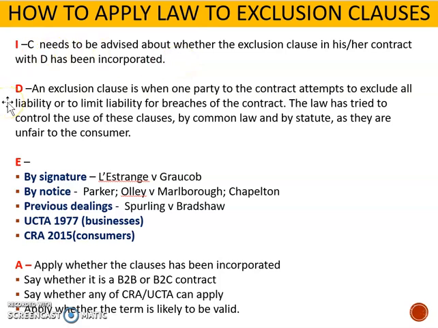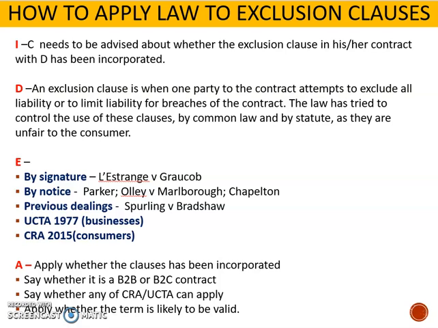We then define what an exclusion clause is. So an exclusion clause is where one party to a contract attempts to exclude or limit liability for breaches of the contract, and the law has tried to control the use of these clauses by common law and by statute as they are unfair to the consumer. And then you're going to explain all of the rules on exclusion clauses. So you're basically writing out your summary sheet on exclusion clauses.